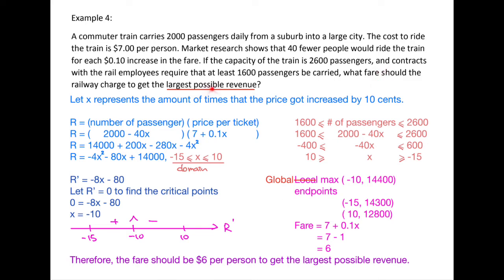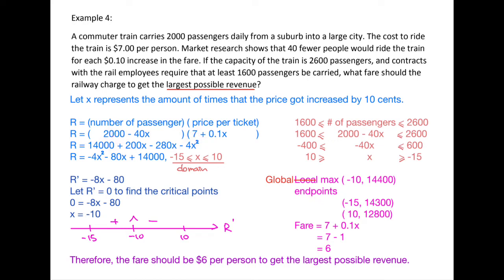So the question here is, what's the price we should charge the passenger in order to get the maximum revenue? Here, a diagram is not necessary, but we do need to find the equation of the revenue because that's the quantity that we need to optimize. So we know the revenue equals the number of passengers times the price per ticket. So let's put the original information in. We have 2,000 passengers and each person will be $7 per person.